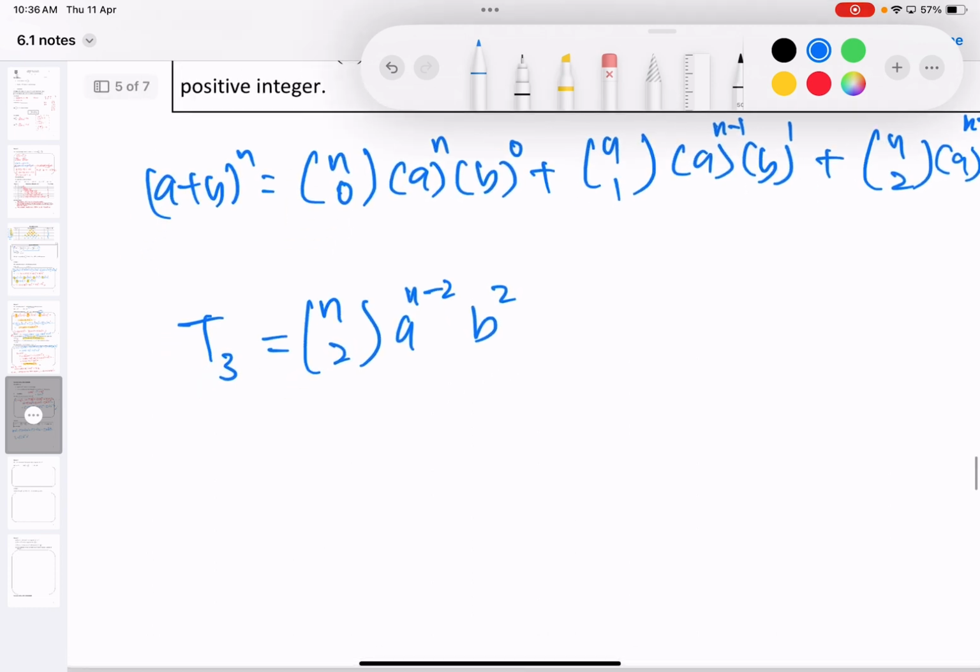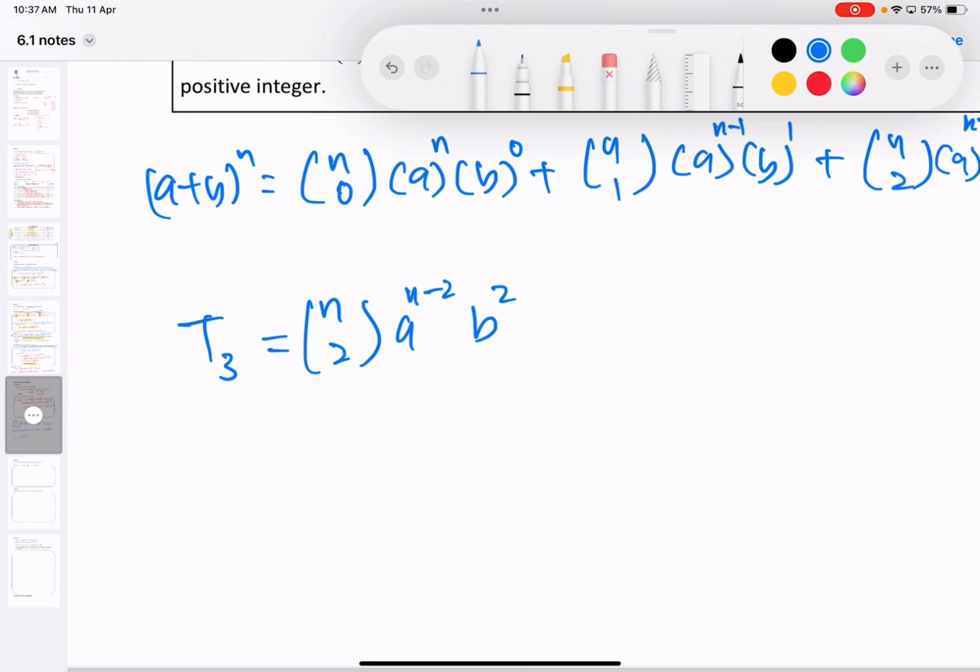Now if I want to find the third term, I realize that this one is going to be n choose 2, and this 2 over here is always going to be 1 smaller than this 3. Do you notice that? This 2 over here is always 1 less than this thing over here. If you look at all the other terms, this is the first term. This is the second term. This is 1. It's always 1 less. This is the third term. This is always going to be 1 less.